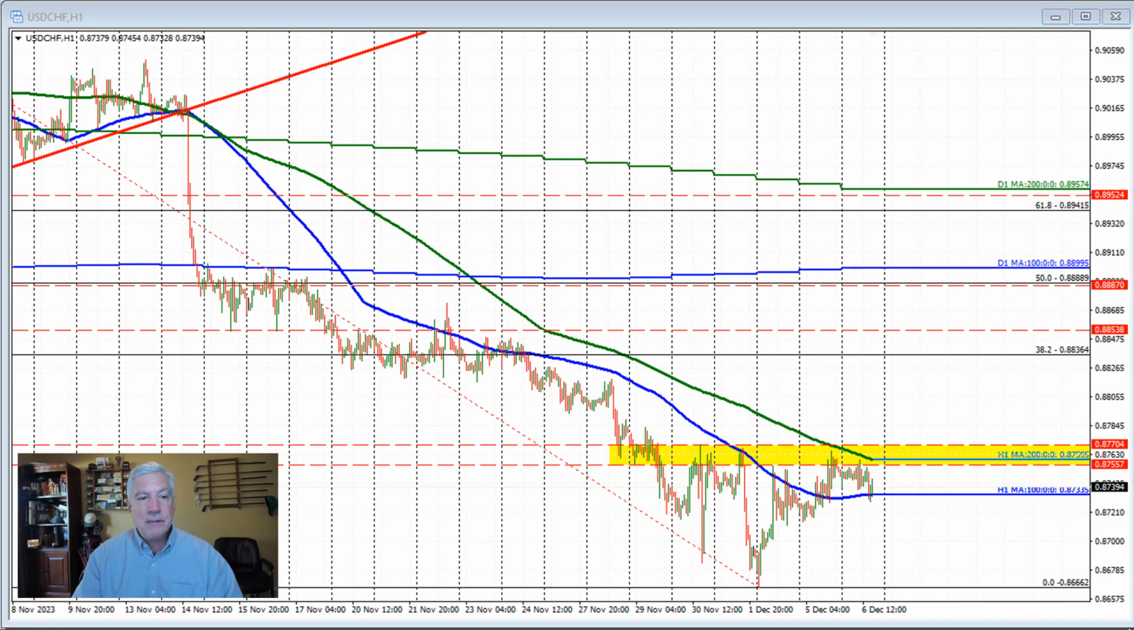So that's a technical view of the dollar versus Swiss. Yes, we have the ceiling in place. Yes, the sellers are more in control against that ceiling and the 200-hour moving average. But they have work to do, and getting below the 100-hour moving average would be what traders would be looking for to give them more confidence that the sellers have taken more control.